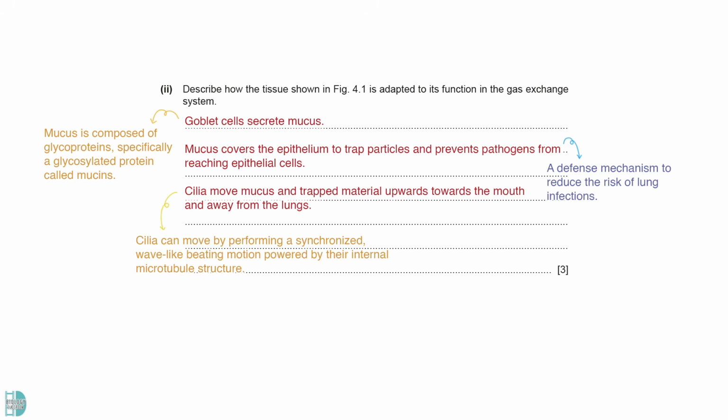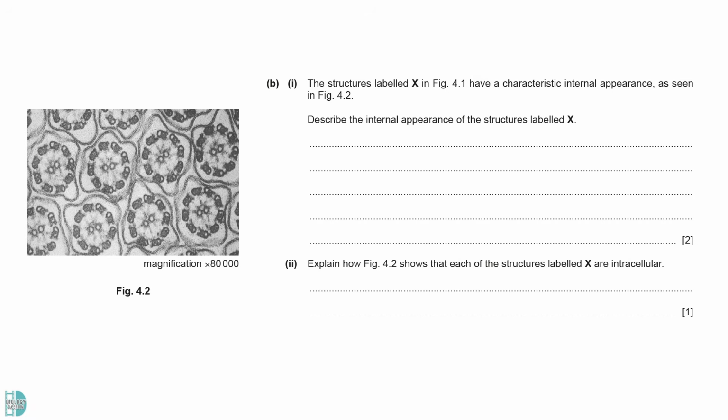Cilia in the bronchi move by performing a synchronized wave-like beating motion powered by their internal microtubule structure. They can move mucus and the trapped materials upwards towards the mouth away from the alveoli. Eventually, we can move these unwanted substances out of the airways. Figure 4.2 shows the cross-section of the cilia. You are asked to describe its internal appearance.